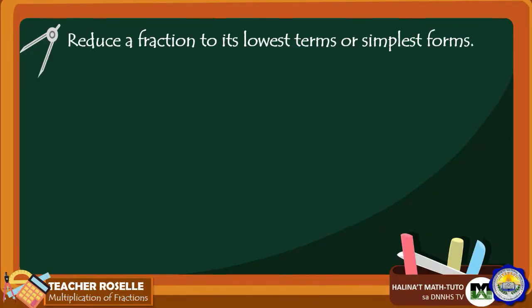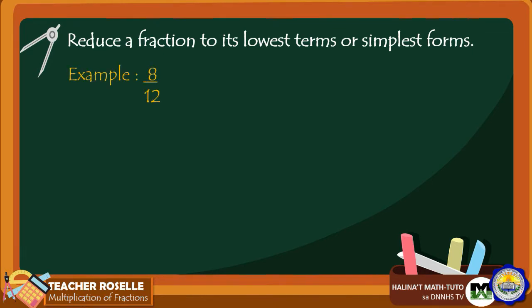In the previous discussions, you learned how to add and subtract similar and dissimilar fractions. Now, I will teach you how to multiply fractions. But before we proceed to our main topic, let's have a short review on how to reduce a fraction to its lowest term. The general rule is to divide the numerator and the denominator by their greatest common factor, or GCF.